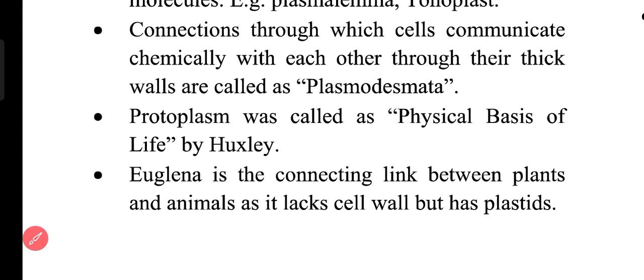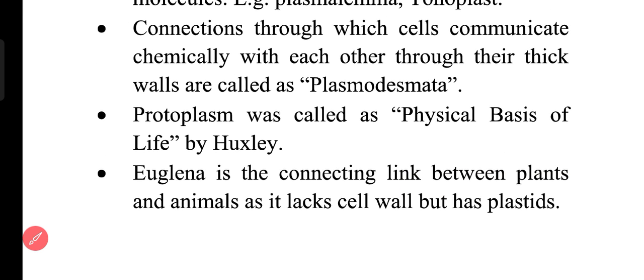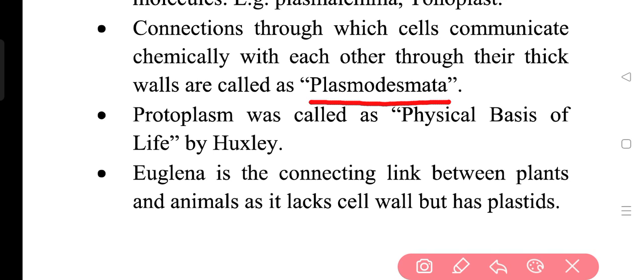Okay. Next, some important points about the connection through which cells communicate chemically with each other through their thick walls, called plasmodesmata. Very important. Look at this. What is plasmodesmata? The connection through which cells communicate chemically. The communicating connection between two cells is called plasmodesmata.